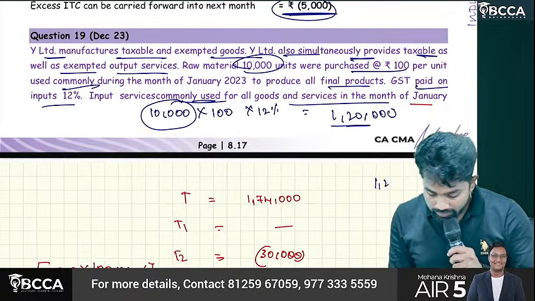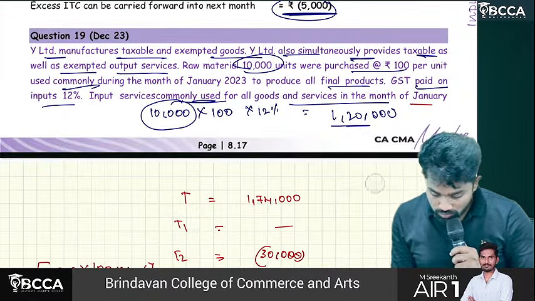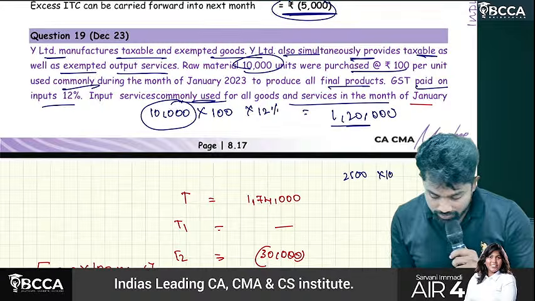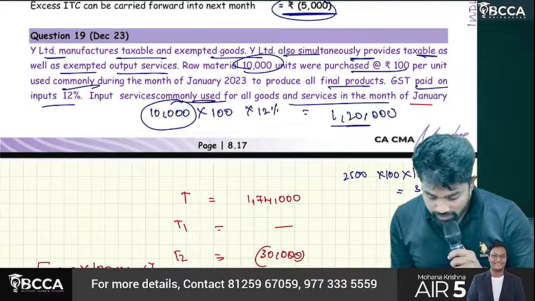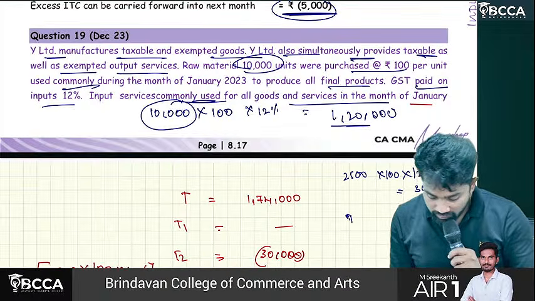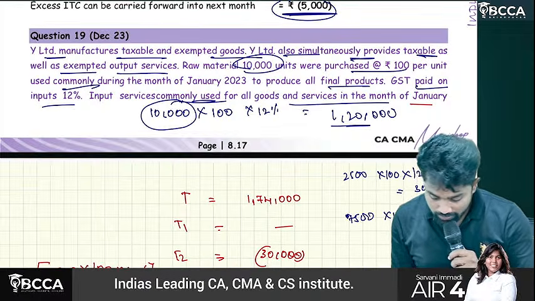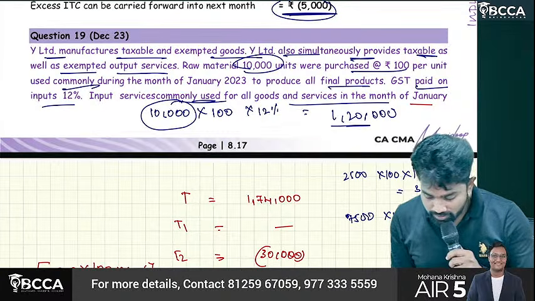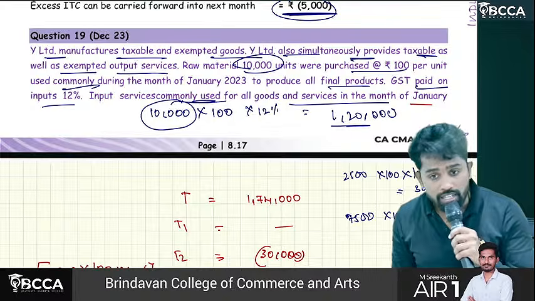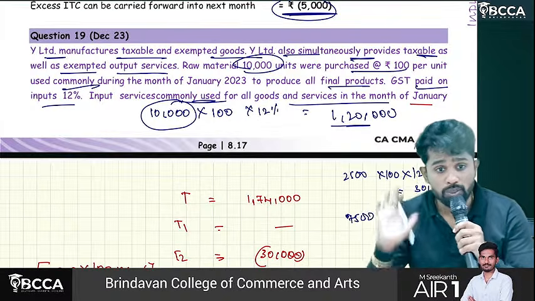So 1,20,000. Okay, so 2,500 related, sir. That means what? 2,500 into 100 into 12%. How much? 30,000 is related to what? Exempted. Whereas 7,500 into 100 into 12 percentage, how much? 90,000. So 30,000 is related to exempted, 90,000 is exclusively related to taxable.